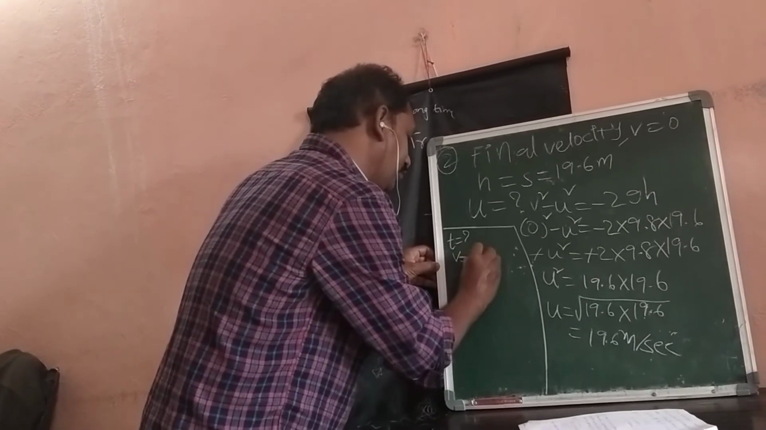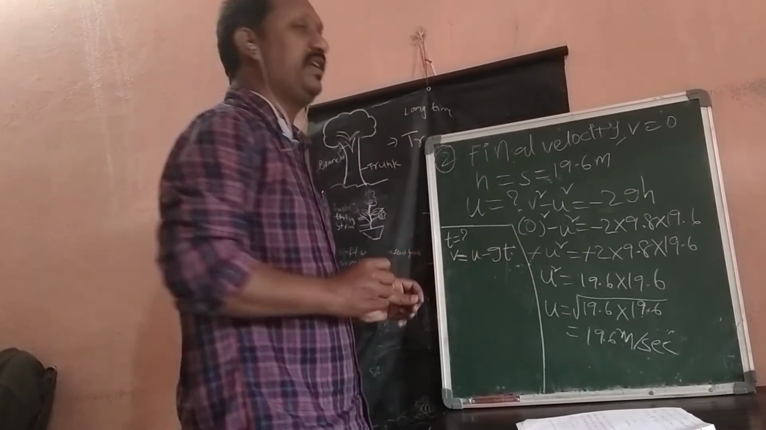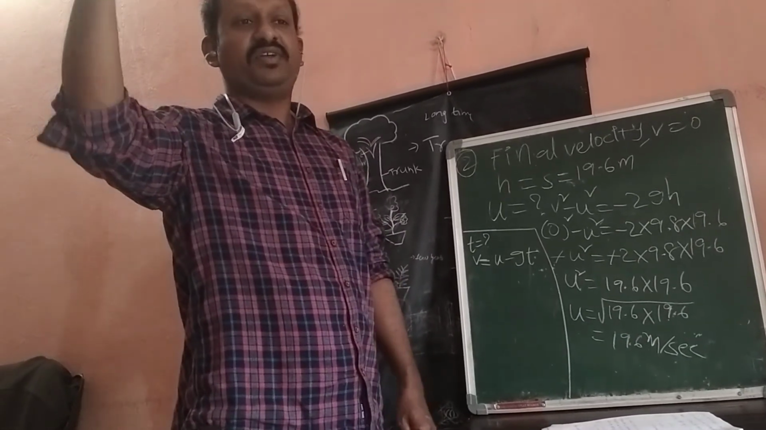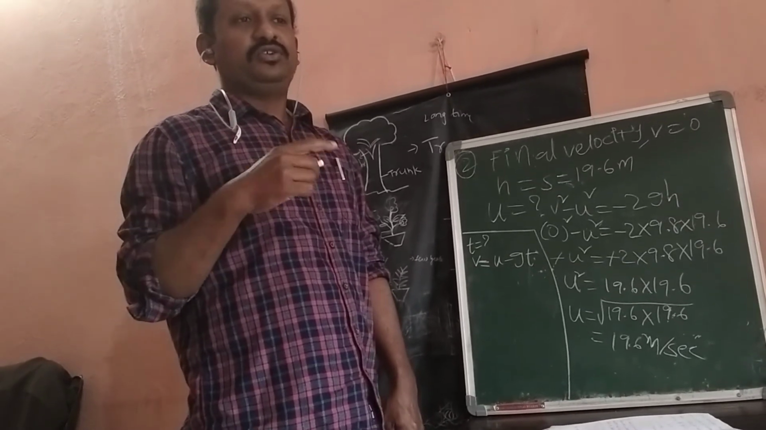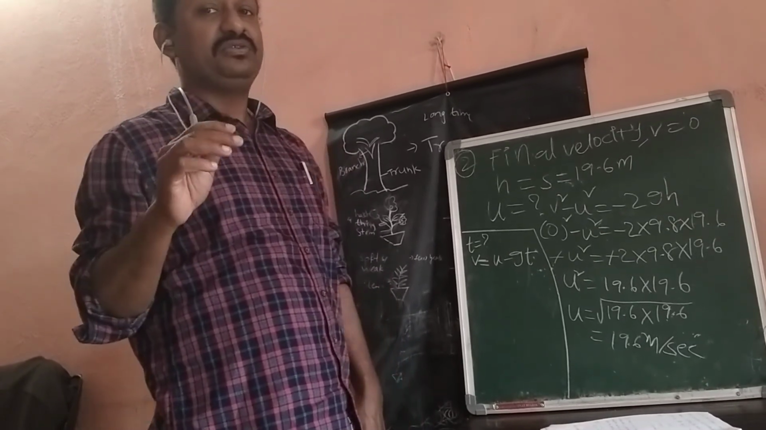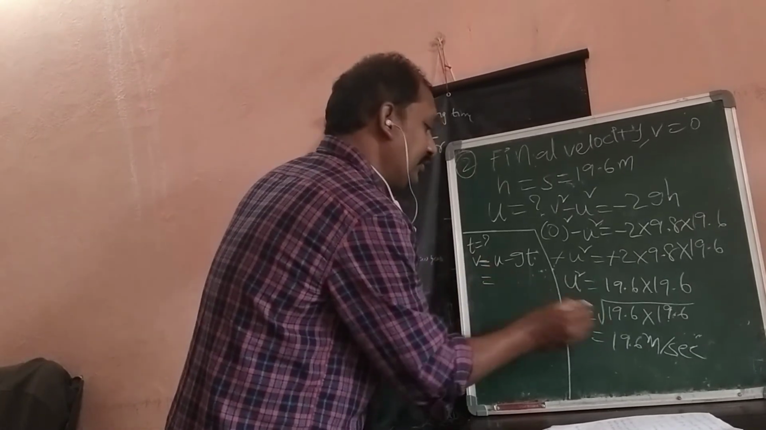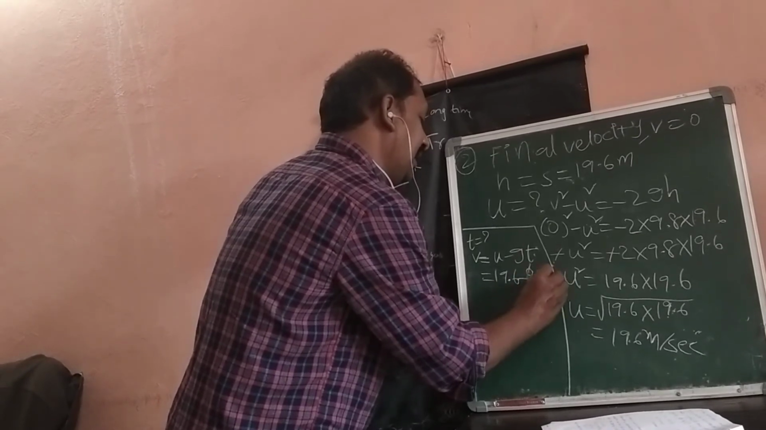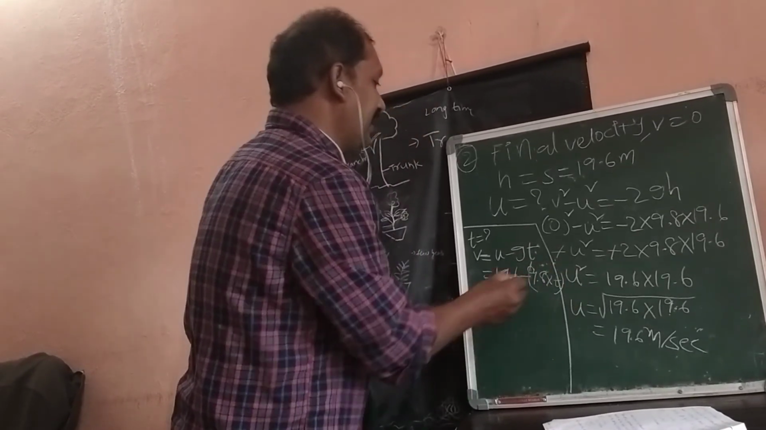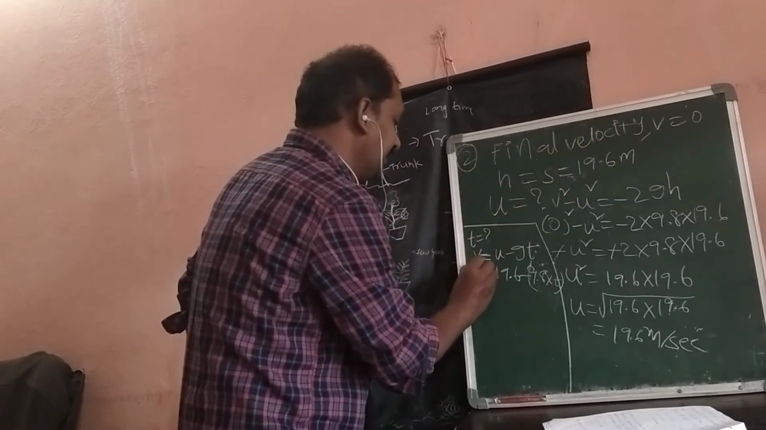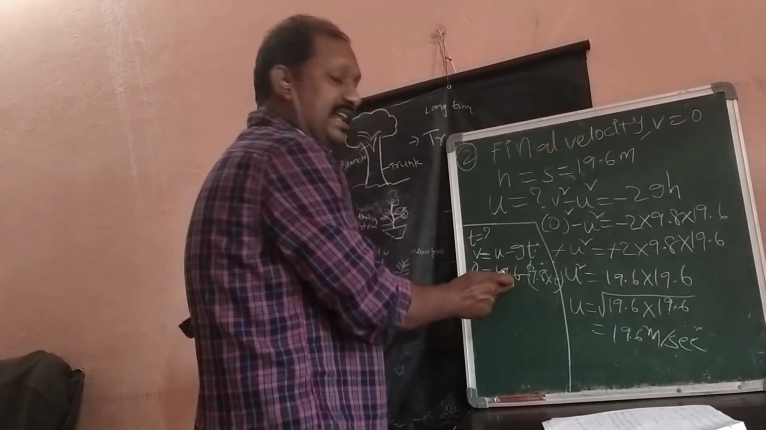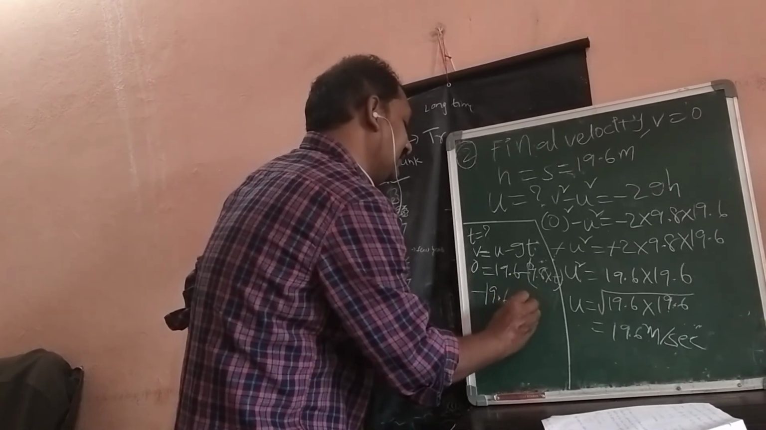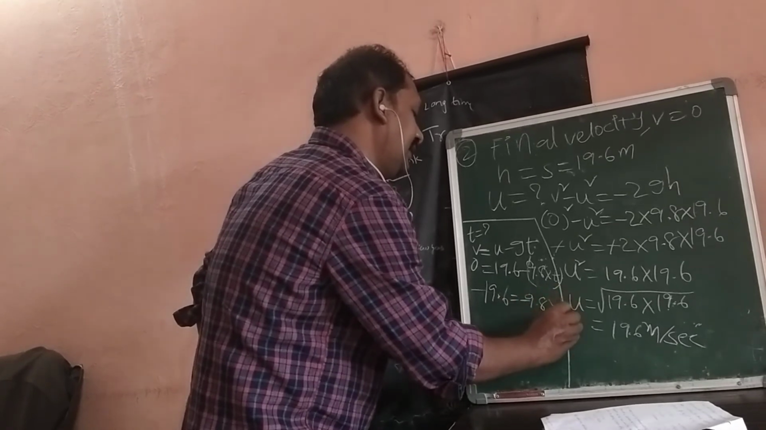v is equal to u minus gt. We have the formula v is equal to u plus at. As the acceleration is decreasing when a ball is moving vertically up, it becomes minus g. In place of a, we will use minus g. So u is 19.6, g is 9.8, and we need to calculate time. We don't know time, and the final velocity is already 0. So by transposing 19.6 to the other side, minus 19.6 is equal to minus 9.8 into t.